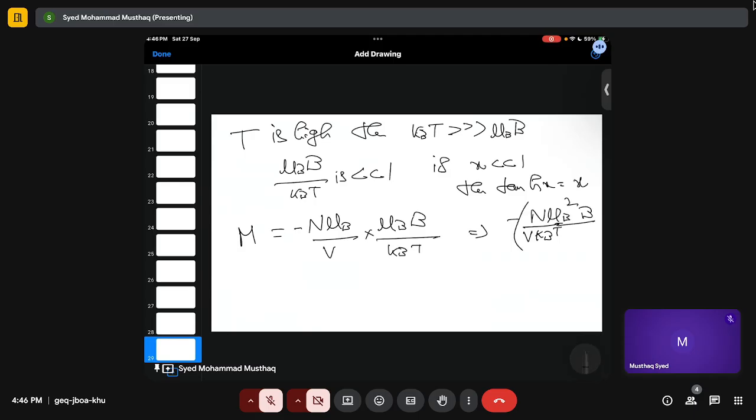So what is my n by V? Total number of spins per unit volume, that is called the density of spins. Then write it as small n. Then M will be n mu B squared B over kBT.